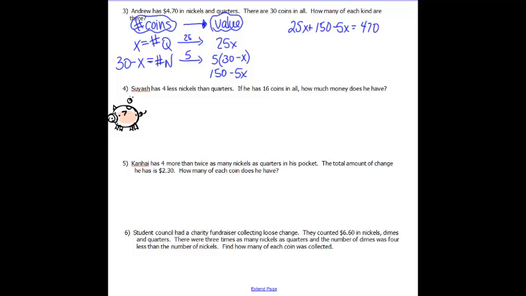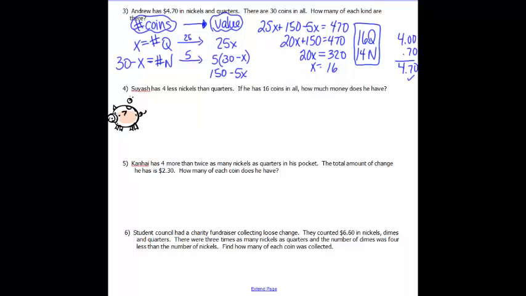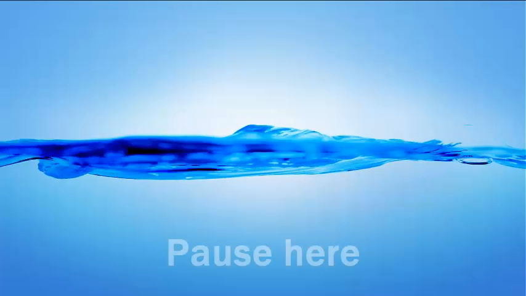Pause here, solve for the solution, and check your answer. I got 16 quarters, 14 nickels, and that does add up to $4.70. Why don't you try the next few on your own? Number 6 can be a little challenging. If you're struggling, I will go through that one. The other 2 I'll just post the answers to. If you have any questions, then you can circle them, highlight them, and we'll talk about them tomorrow.